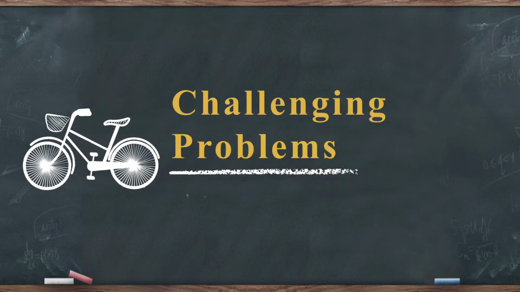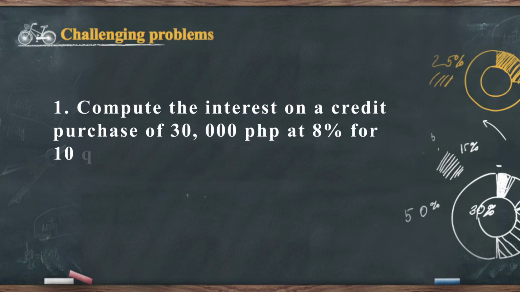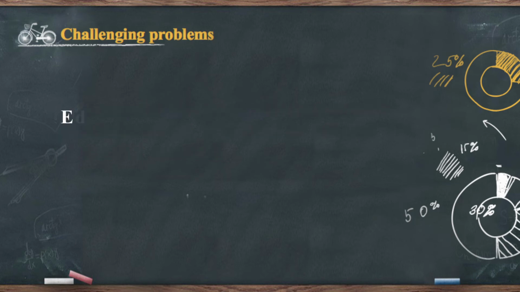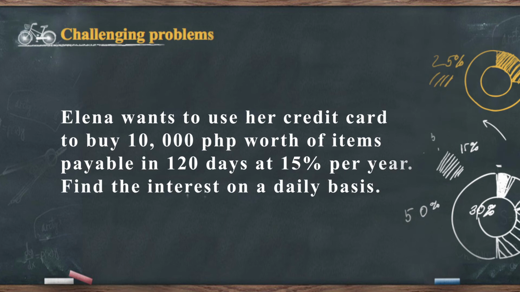Challenging problems. 1. Compute the interest on a credit purchase of 30,000 pesos at 8% for 10 and 15 months. 2. Elena wants to use her credit card to buy 10,000 pesos worth of items payable in 120 days at 15% per year. Find the interest on a daily basis.